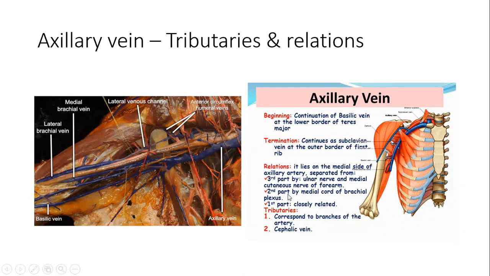The tributaries of the axillary vein correspond to the branches of the axillary artery. And besides those tributaries, it also receives the cephalic vein. And itself, it continues as the subclavian vein at the outer border of the first rib. This is an original prosected specimen showing the structures in the axilla and their arrangement and relation with each other. The structure in the blue is the axillary vein.